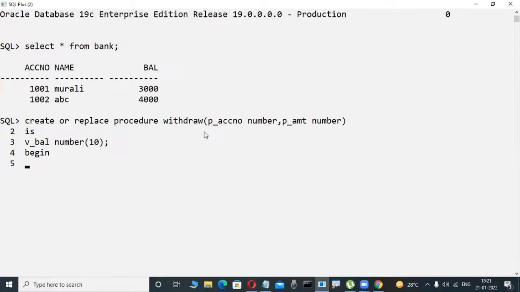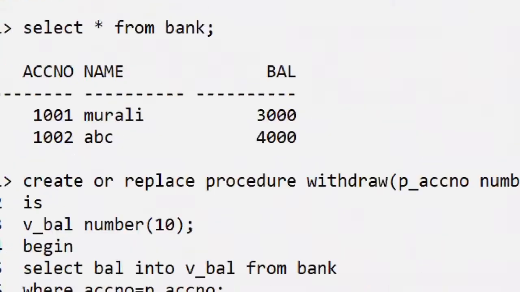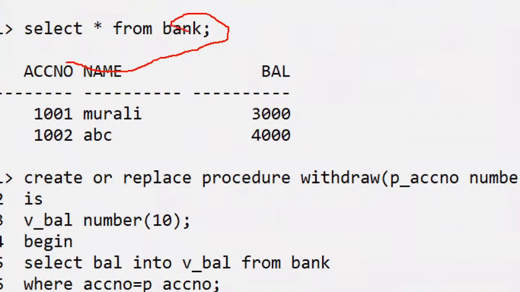Now check it out, concentrate here. Some coding is there. Select balance into v_balance from bank where account number is equal to something. You don't have an idea about these things, but logically observe it here. These are all very easy actually. Suppose bank is a table. In this table format your transactions are stored. I am using this table in this PLSQL code.